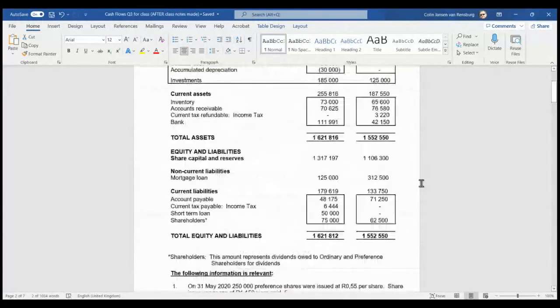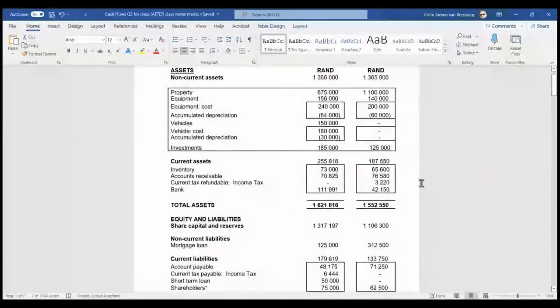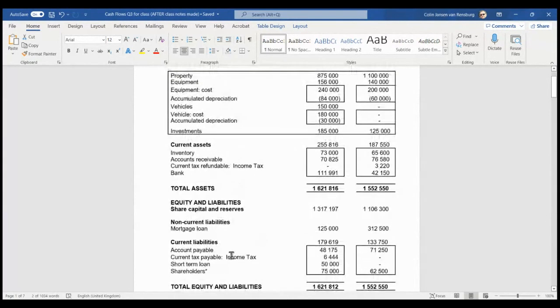So it is a necessary step, ladies and gentlemen. So we go to our current assets. Is there anything there in our current assets, or even our current liabilities, that seems to indicate interest receivable or that interest was accrued? Yes or no? No, nothing in this case.